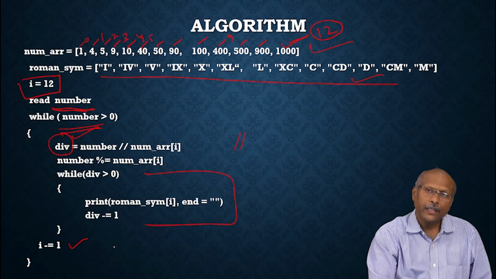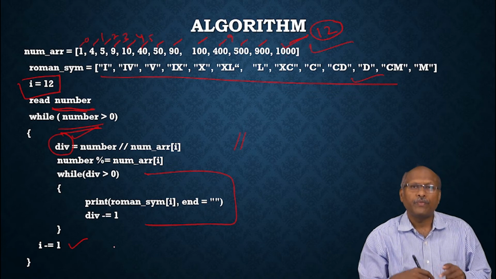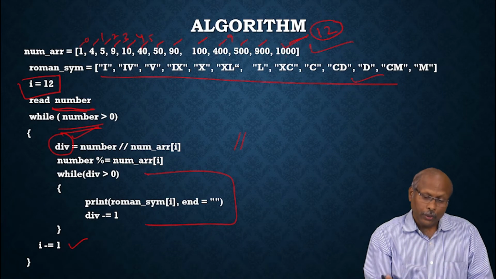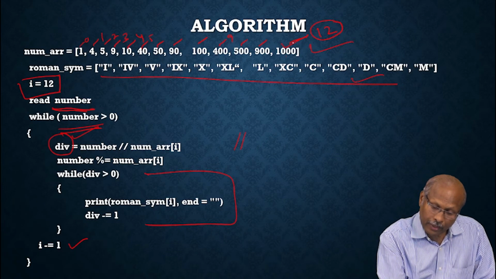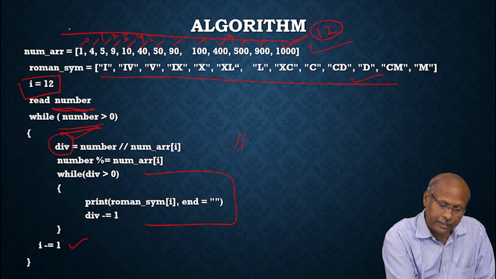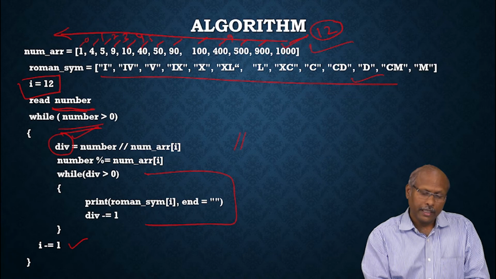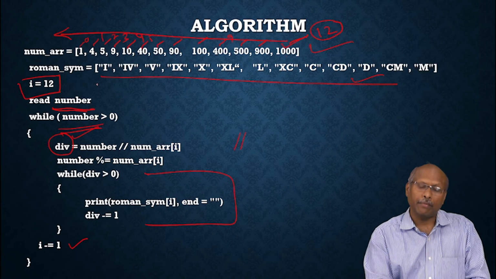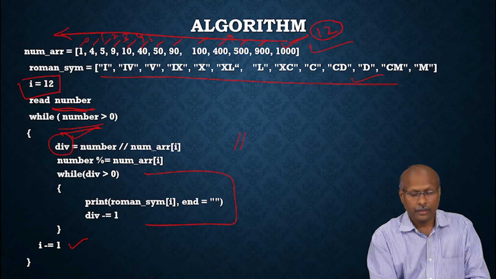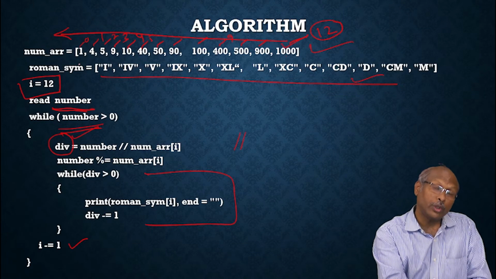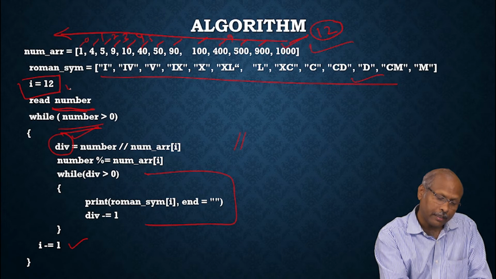Then you have to write a loop. Inside the loop, you have to print the corresponding Roman symbols. And remember, you have to start checking from the highest value and come towards the least value. So how many times will this loop repeat? At most it will repeat 13 times, because there are 13 symbols, and the index goes from 0 to 12. That's why I wrote 12 here.